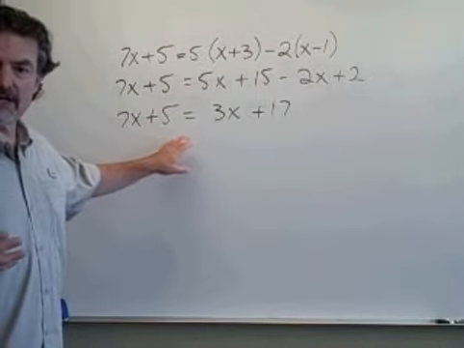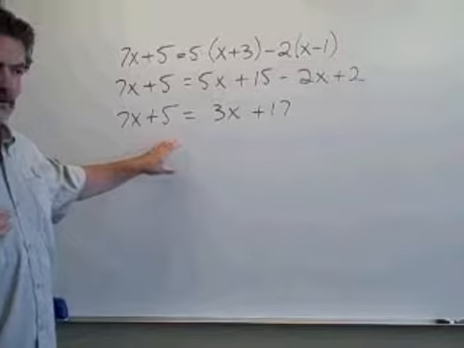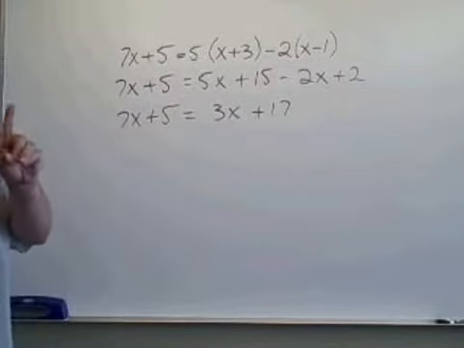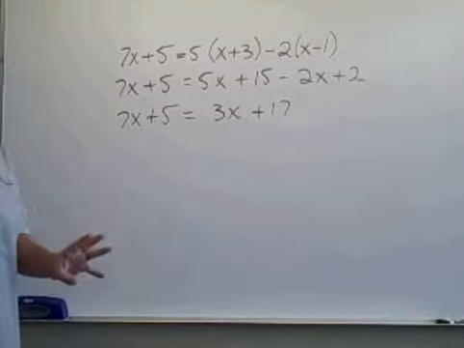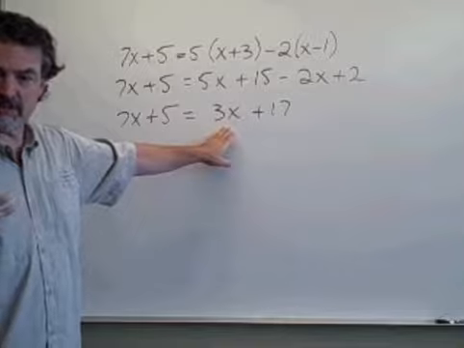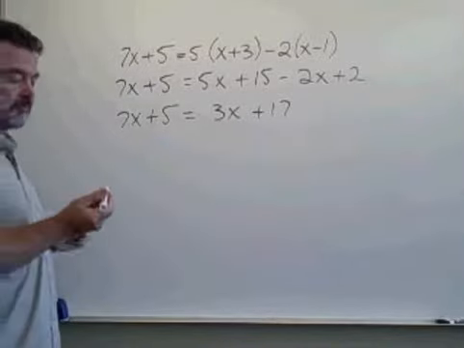Next key word or phrase was only one variable term. I have the variable in two terms. I only want the variable in one term when I'm solving a linear equation in one variable. I'm going to make that variable term disappear by subtracting 3x from both sides.